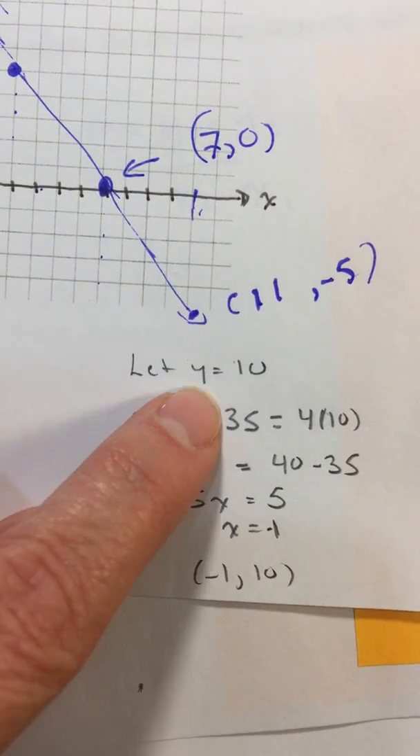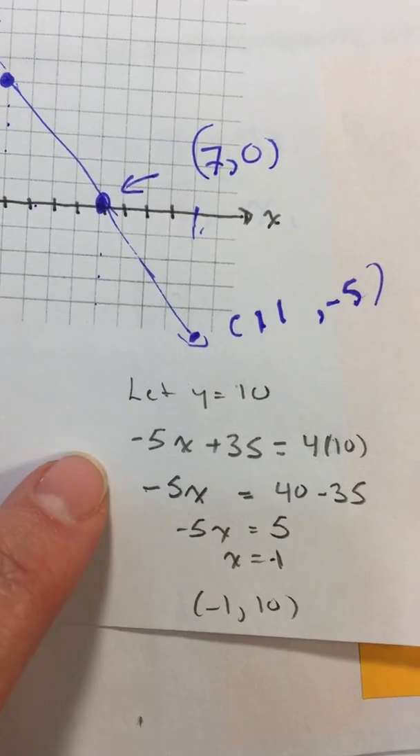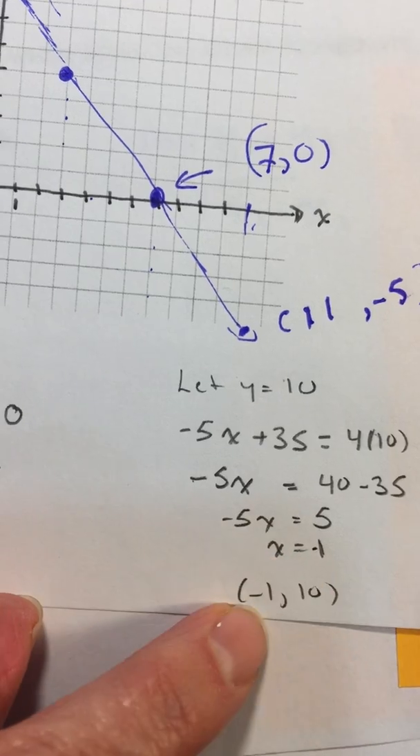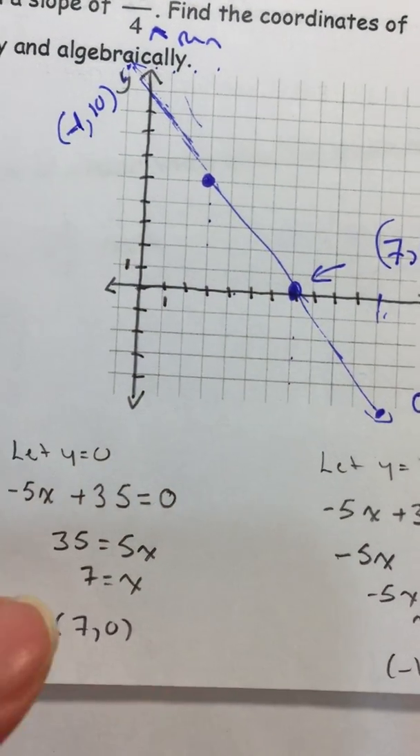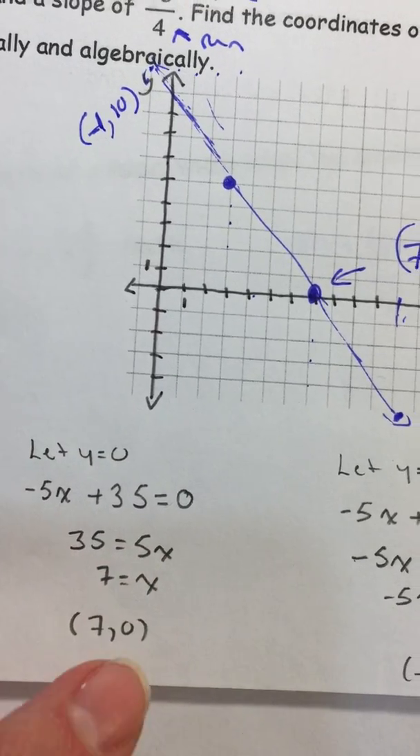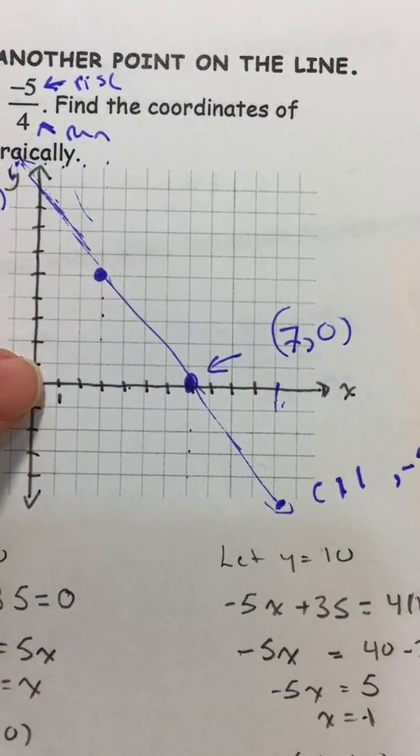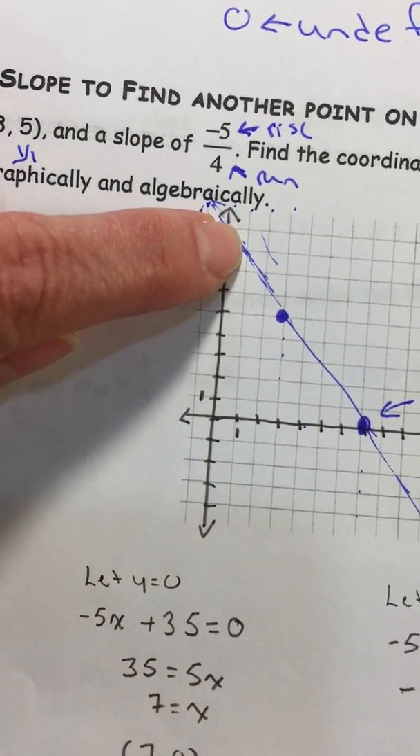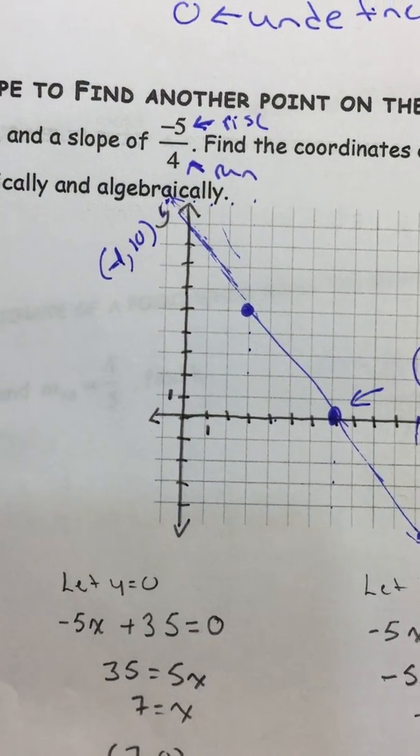I could also let y be 10. And if I plugged in y is 10 and solved it, I would get x is negative 1, so (-1, 10). I also got that point. I can kind of see what numbers to try. If I tried another number, such as x being 1, I would get a value that isn't very nice. It would be between the points. It would still be true, but it just wouldn't be a nice one.